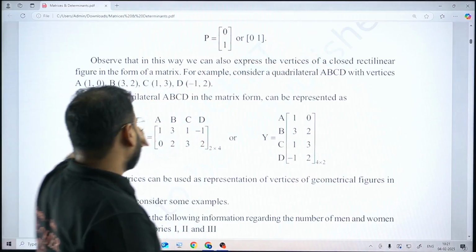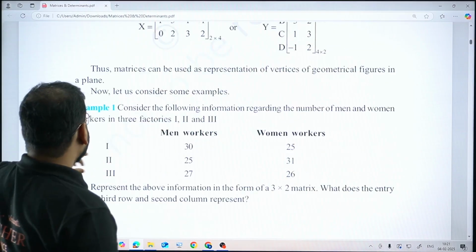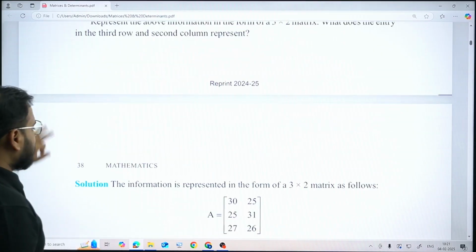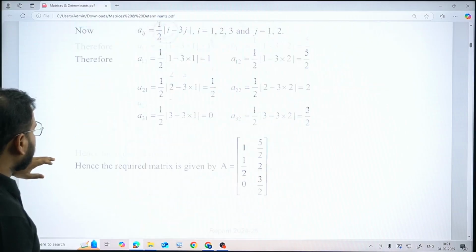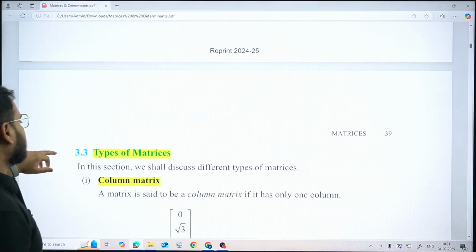This is called a row matrix. You know this already. Okay, so let's figure out what examples to solve. I have given you the list over here. Example 3 is there. Please solve example number 3. We again have to do types of matrices.